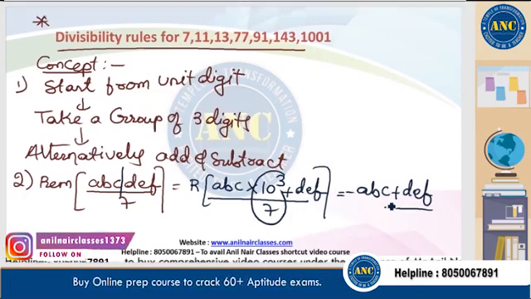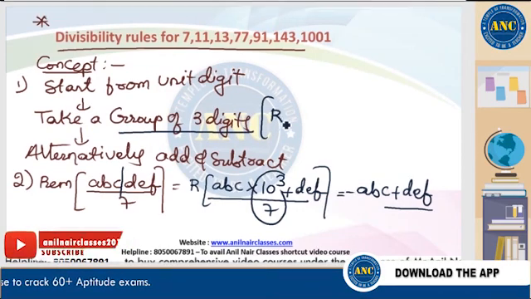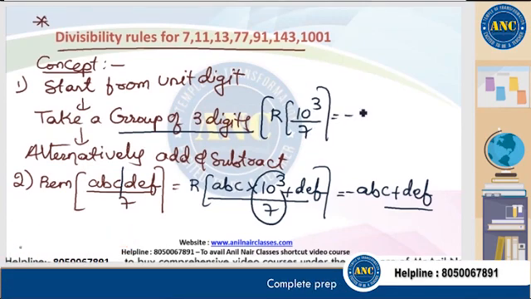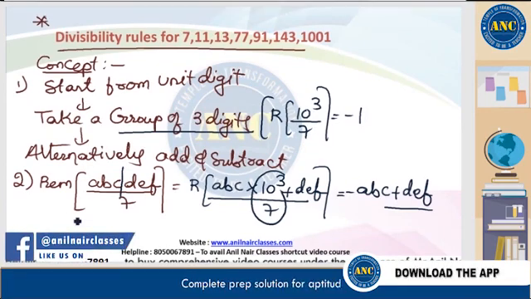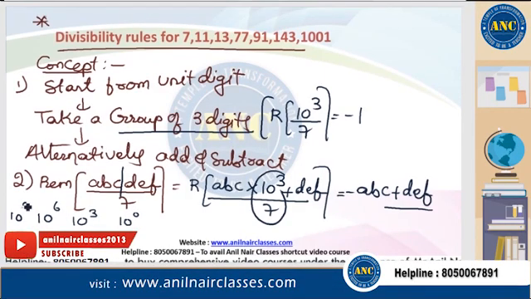Start from the unit digit and take a group of 3 digits. Why are we taking a group of 3 digits? Because 10 cube by 7 is minus 1. Why will it alternatively be plus? First it will be 10 cube. It will be 10 power 0, 10 power 6, 10 power 9.